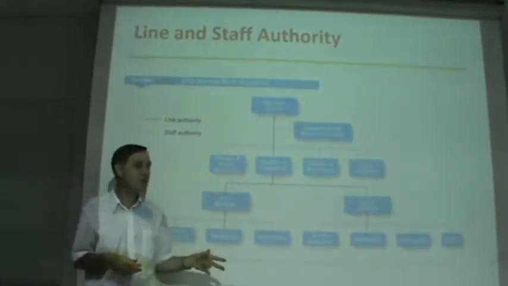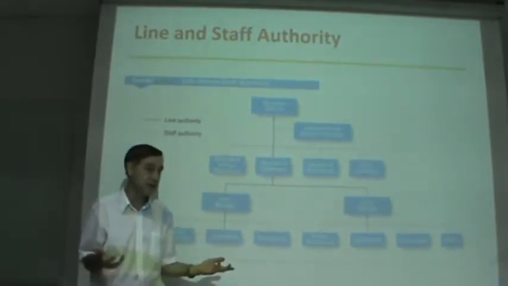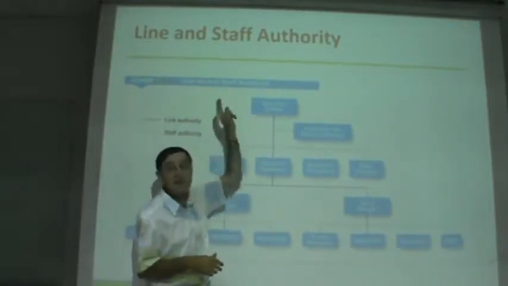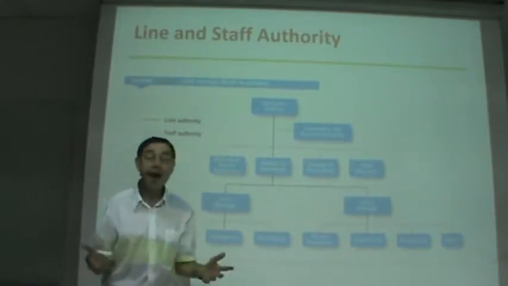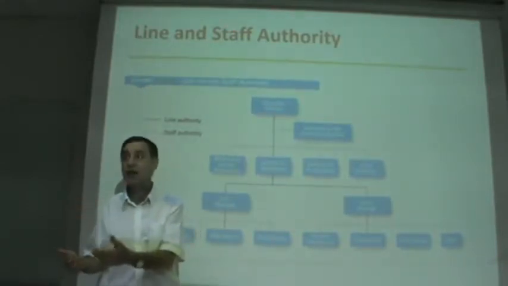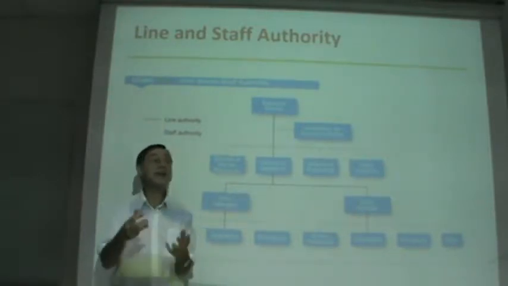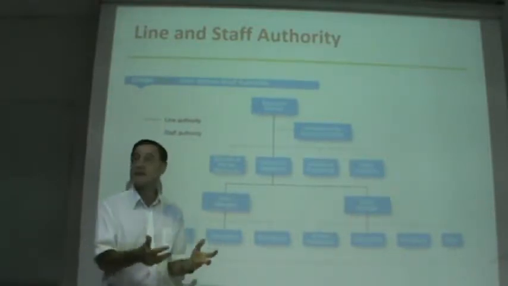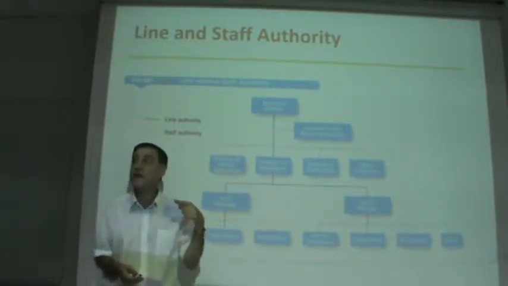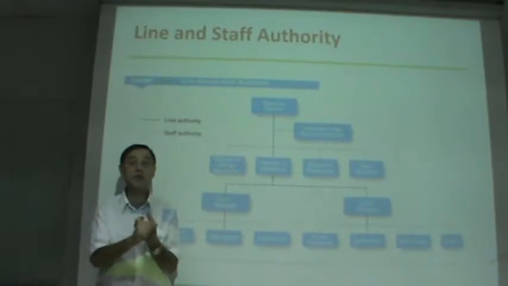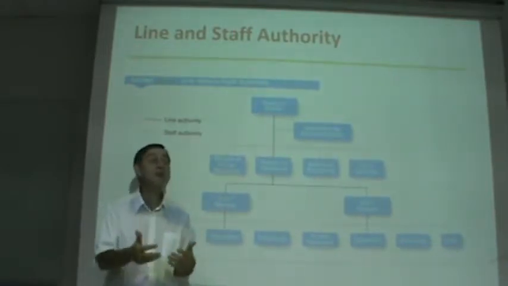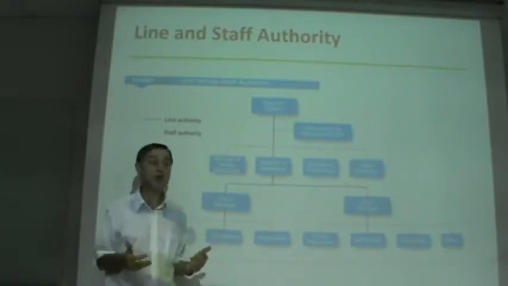So in all businesses which are not accounting businesses, for example, in the university, the accounting department is staff. In a hotel, the accounting department is staff, okay? In the hospital, the accounting department is staff, all right? So, the IT department is usually staff. The IT department in the university is staff. It's only helping other people do their work.